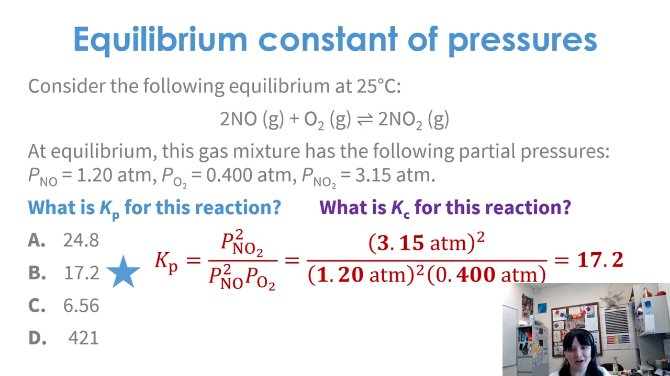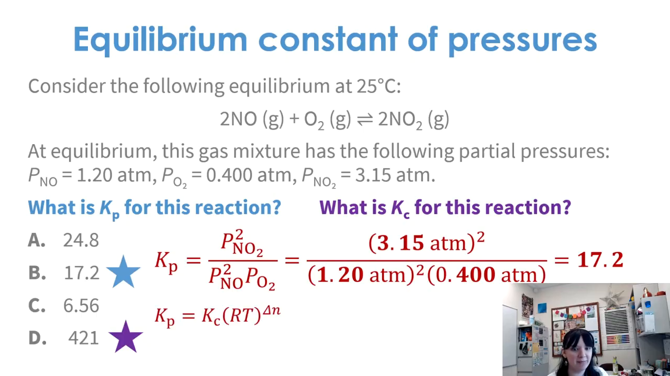Go ahead and solve for Kc here. Think about how you may be able to solve for our equilibrium constant of concentrations instead. Okay, working through this one, I'm going to use that same equation that we saw before, but this time I'm going to set it up to solve for Kc. What I get from that is 421 as my Kc value.